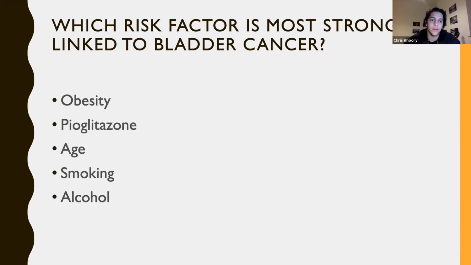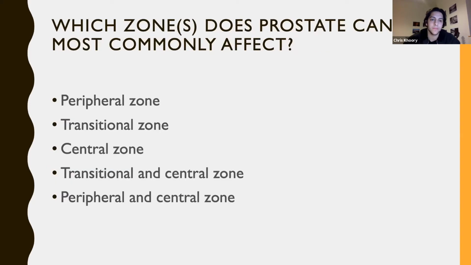Okay, I'm going to show the answer now. So smoking is the answer, and it typically causes a transitional cell carcinoma, which forms the majority of bladder cancers. Which zone or zones does prostate cancer most commonly affect? Okay, so the answer to this question is peripheral zone. So remember, this is the posterior zone, and it forms the majority of the prostate gland.